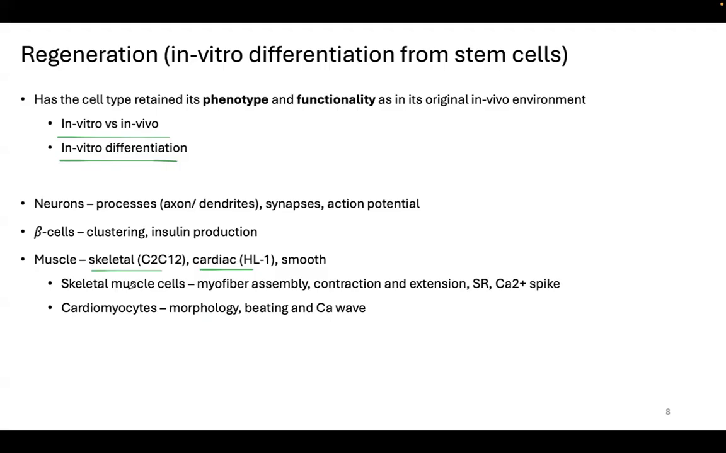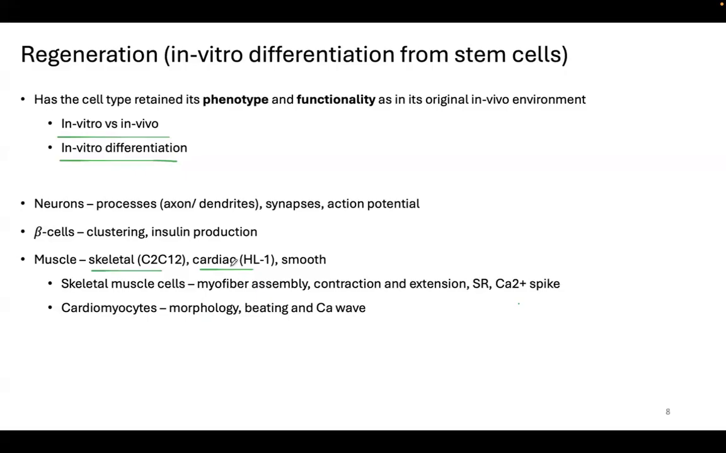For skeletal muscle, what you would want to look at in terms of the phenotype is something known as myofiber assembly, and we'll walk through that in a little bit. In terms of their functionality, they need to be able to contract and extend themselves. They need to have, we will see what SR is, a little calcium spike, and contraction and extension, whatever the muscles are supposed to be doing.